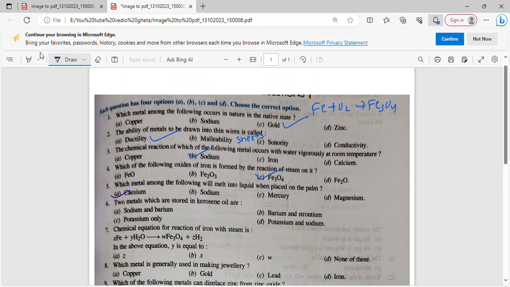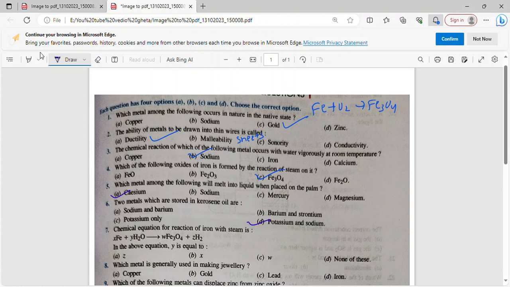Two metals which are stored in kerosene oil are not sodium and barium, but exactly sodium and potassium, right? Chemical equation for reaction of iron with steam: Fe plus yH2O gives Fe3O4 plus zH2. We need to balance it. In the above equation, y is equal to what?